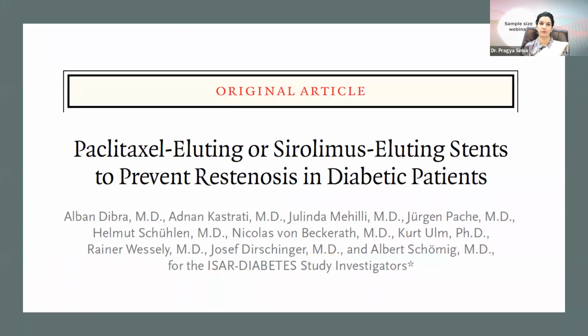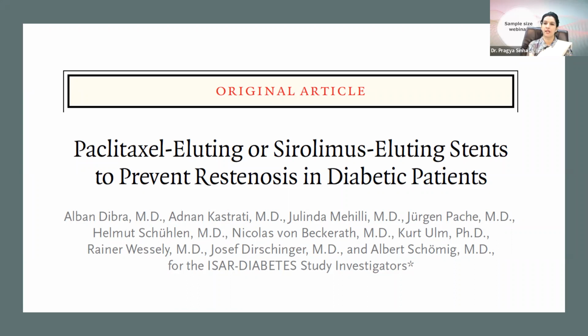So now coming to the hands-on. This is one of the original articles. The title of this study is paclitaxel-eluting or sirolimus-eluting stents to prevent restenosis in diabetic patients. So by the title, if you imagine the methodology, what they must have done.